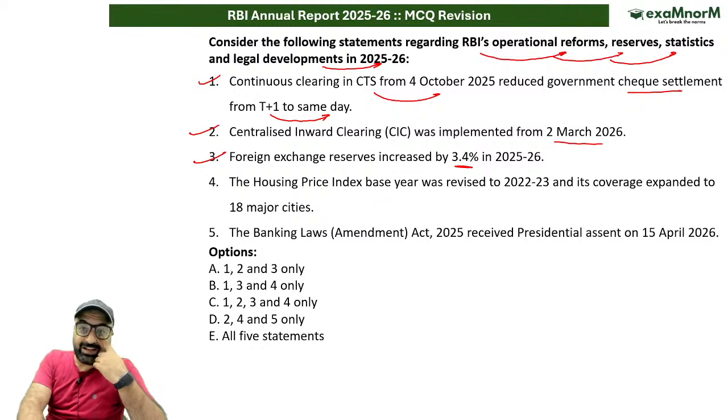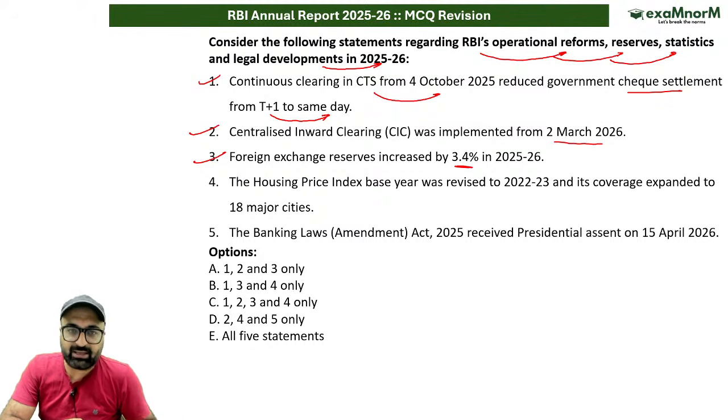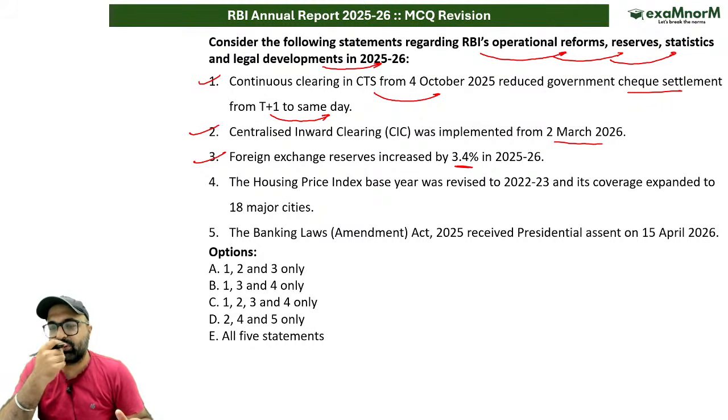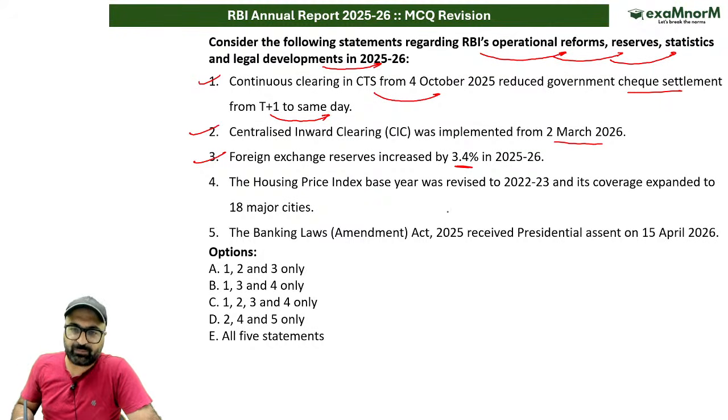अगर मैं बात करूं bilateral swap lines की, तो RBI has organized a discussion on bilateral swap lines with Asian Central Banks in October 2025. And there was a conference which was held, Resilient Reserves Anchoring Stability in the Era of Uncertainty, in March 2026. तो ये भी याद रखिएगा. There was a conference which has been organized, I repeat, Resilient Reserves Anchoring Stability in an Era of Uncertainty. In case of Housing Price Index, the Housing Price Index base year has been revised to 2022-23.